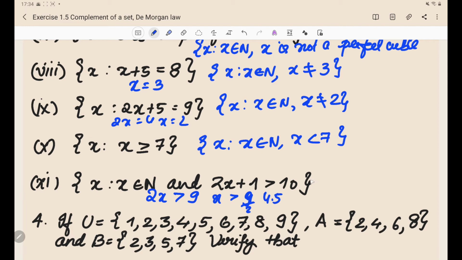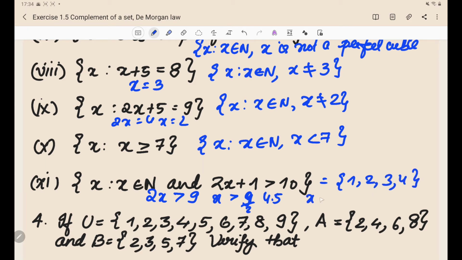So what you can write is that x belongs to N and 2x plus 1 greater than 10, all the elements which are less than or equal to 4.5. So what are the elements actually? You can present them in roster form. All the questions I wrote in set builder form; for a change, I am writing this in roster form. Okay, 1, 2, 3, 4 are the elements.